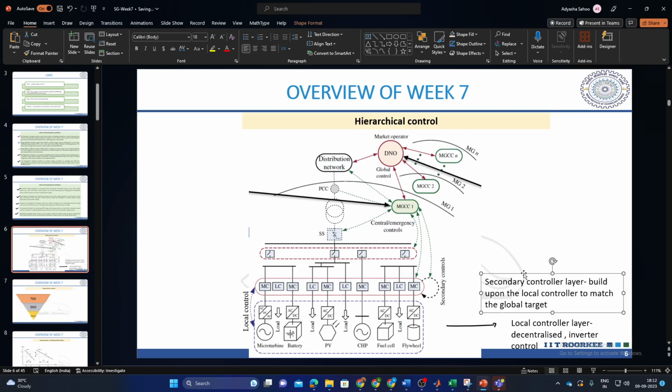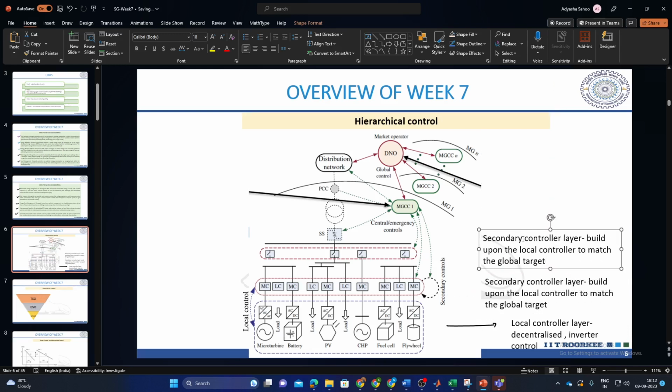Then after this we have our central controller. This is the topmost in the hierarchy, and it is used for communication between the microgrids or with the distribution system operator. So basically this is the hierarchy we are following here.